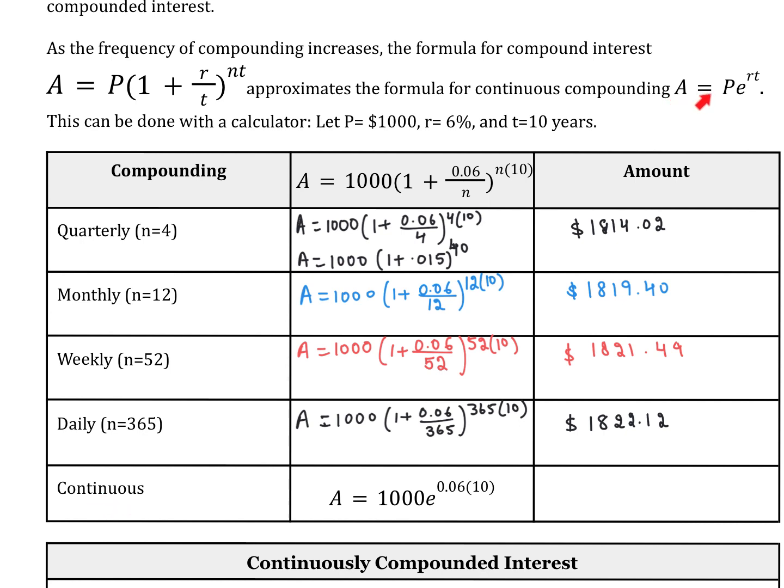The last one is continuous, and this is the formula: A equals P times e to the power rt. You would see that e in your calculator. So type this first and then press e and then multiply by 1000. Your answer is going to be 1822.12.